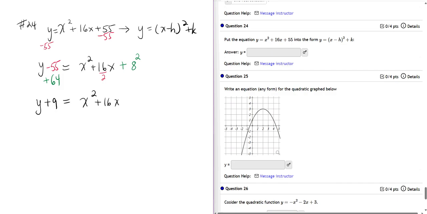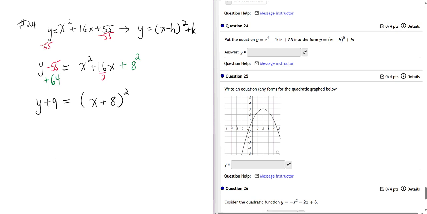Well, actually, I'll just rewrite it. I want it in factored form. I want it as a binomial quantity squared, because that's the whole point of forcing the right-hand side to be a perfect square, because a perfect square trinomial can be factored into a binomial squared.